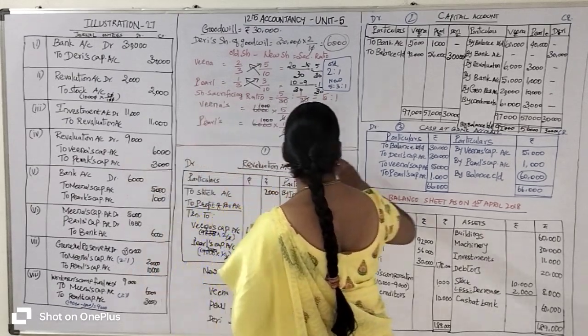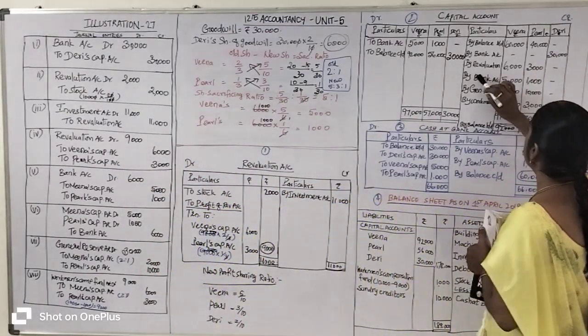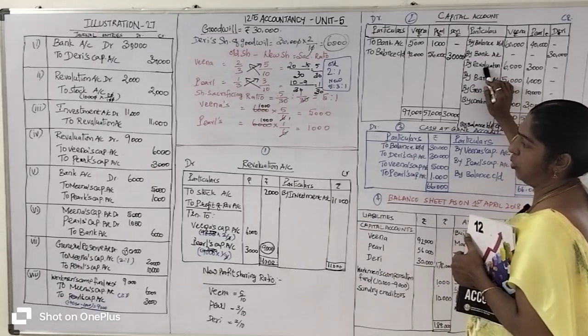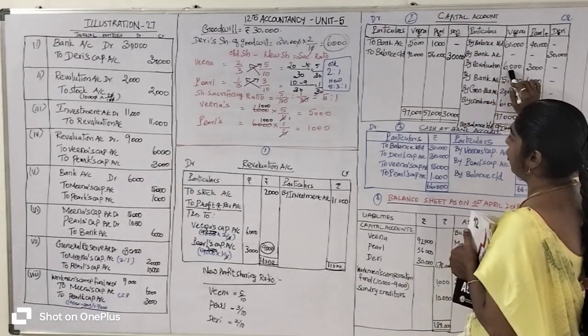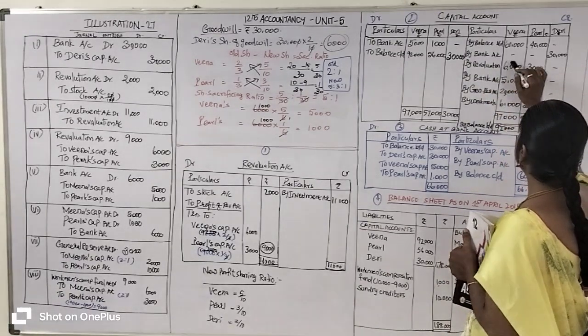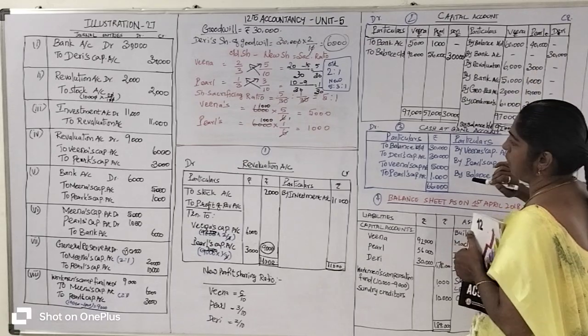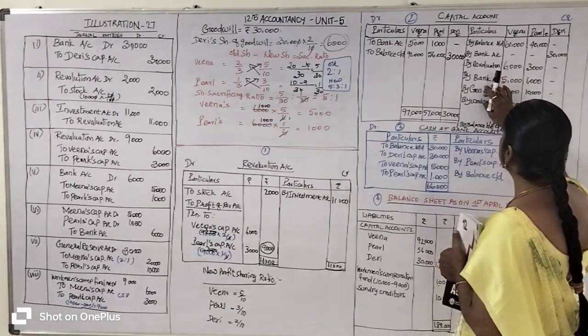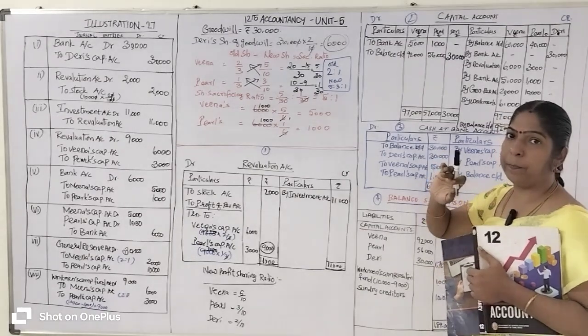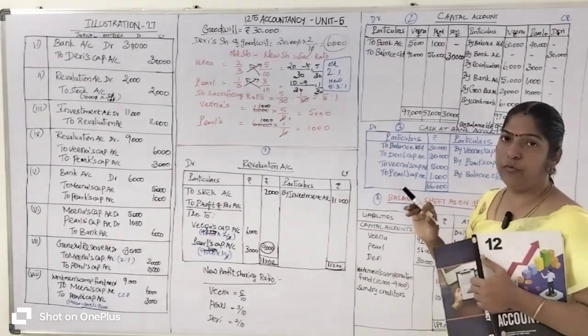So you go to the credit side of the capital account and write by revaluation account. Against this you are going to enter 6,000 for Veena's column and 3,000 for Pearl's column.